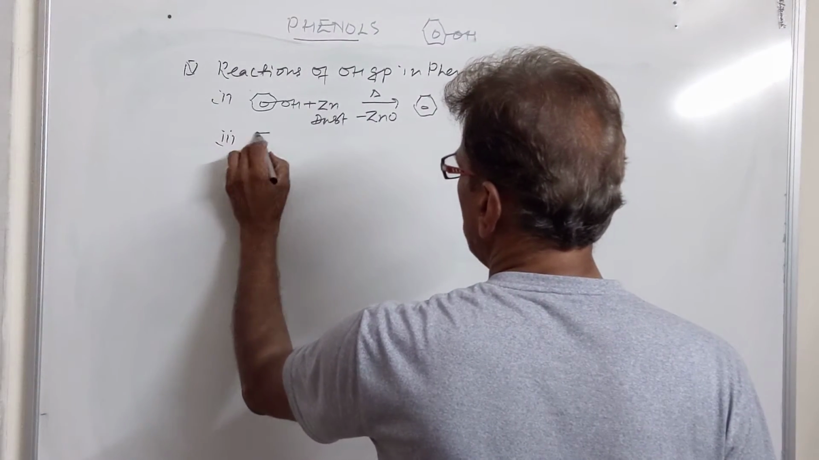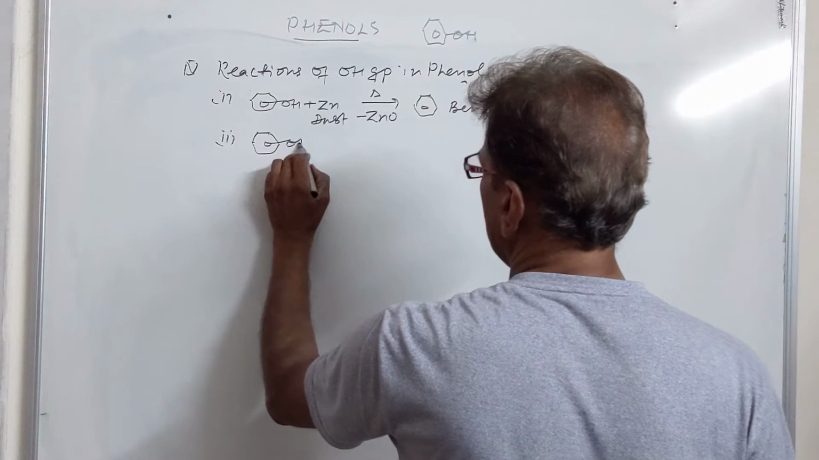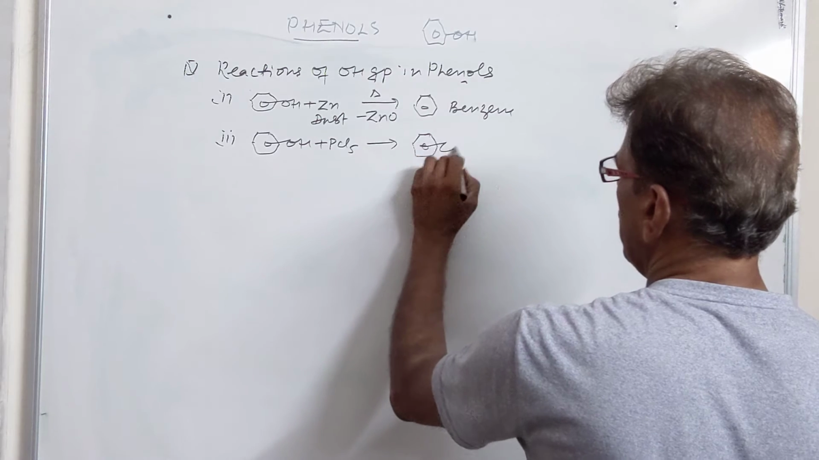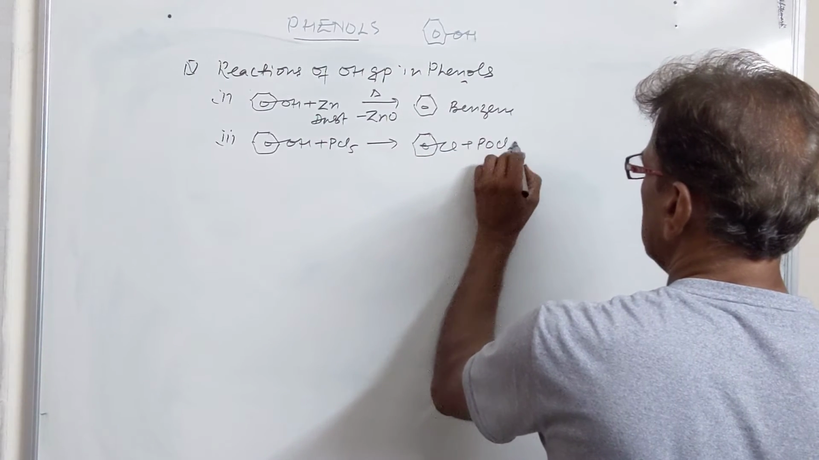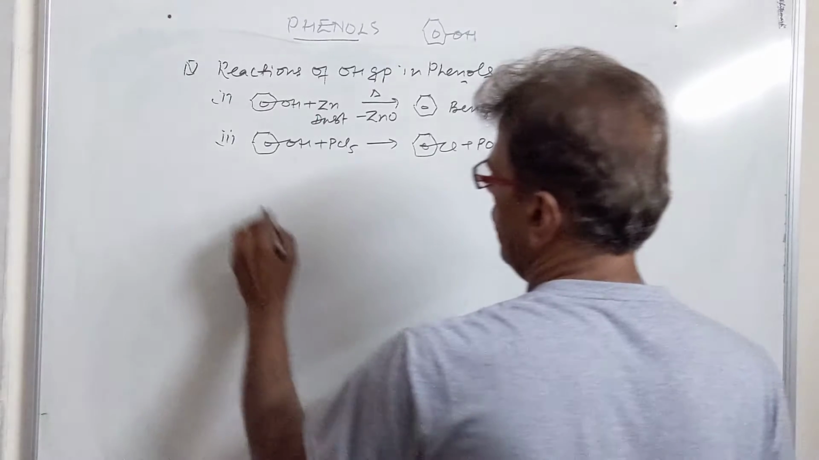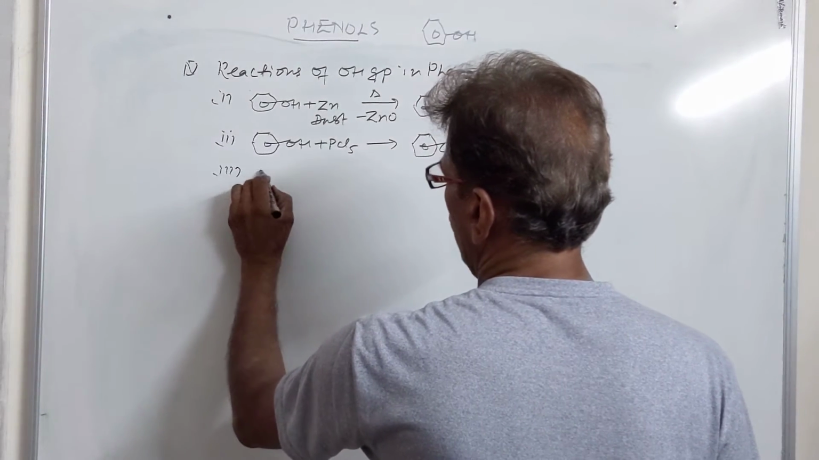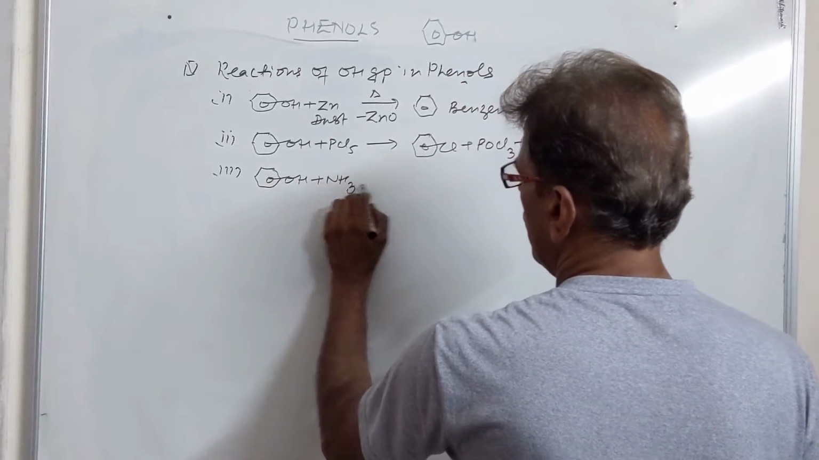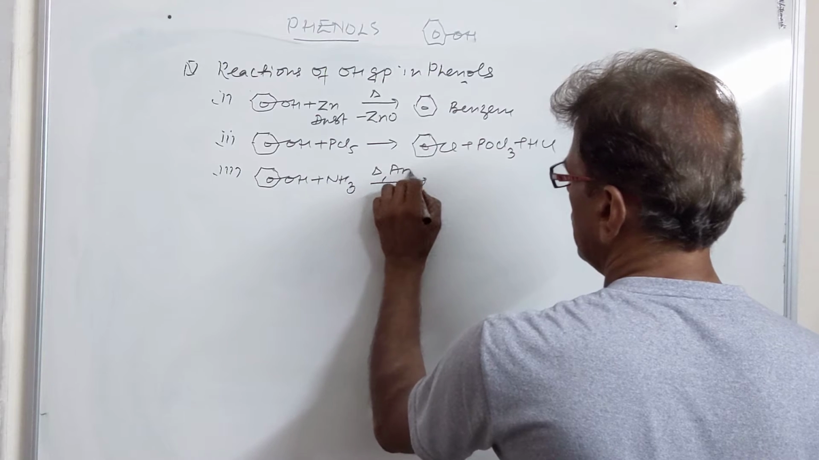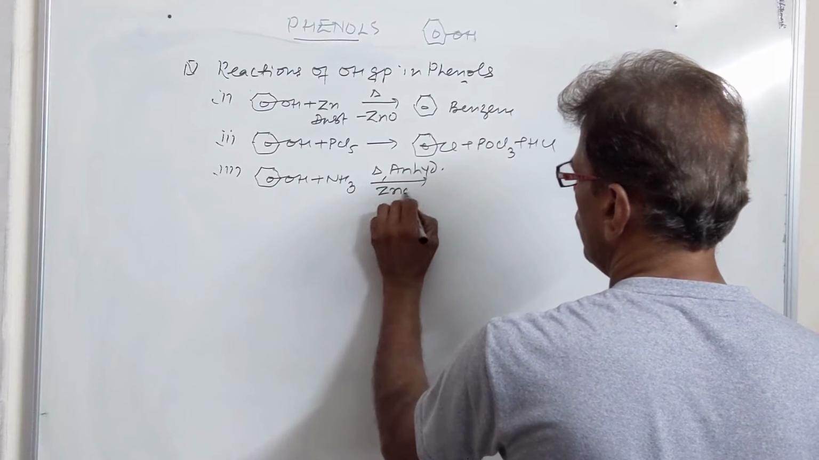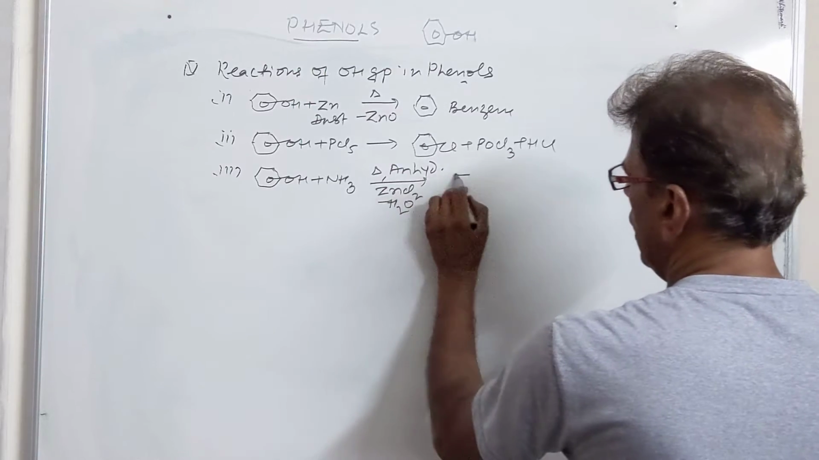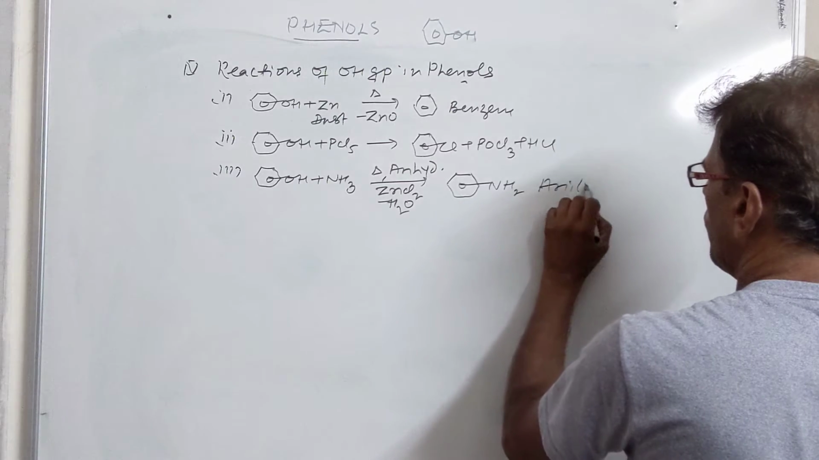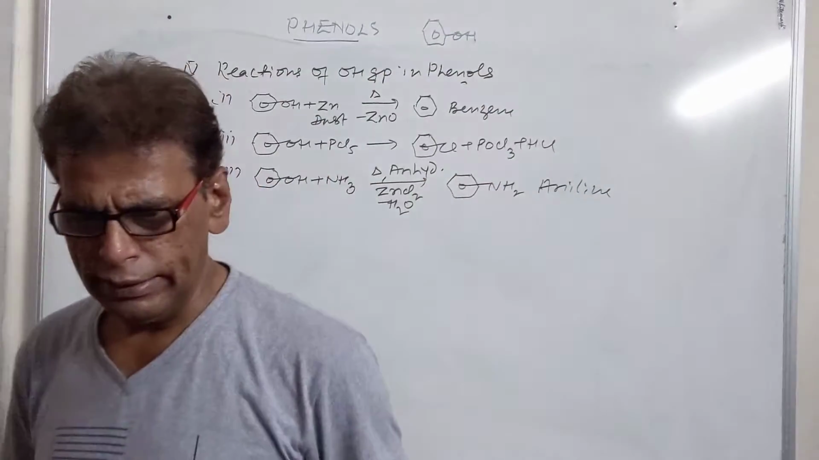Then phenol reacts with PCl5. We have seen this reaction during preparation of aryl halides. We get chlorobenzene, POCl3 plus HCl is obtained. Then we have the third action, ammonia on phenol. Phenol reacts with ammonia in the presence of anhydrous ZnCl2, loses water and gives aniline. So this is the action of ammonia.